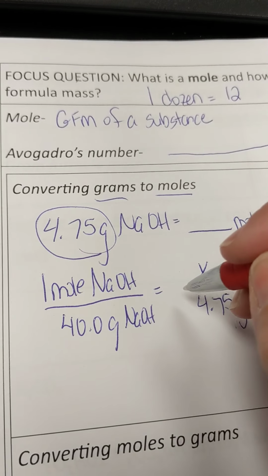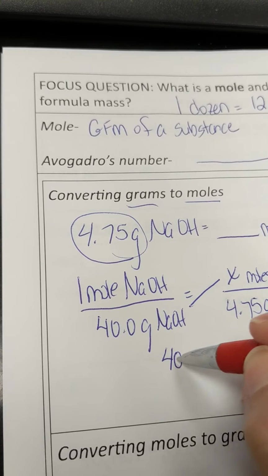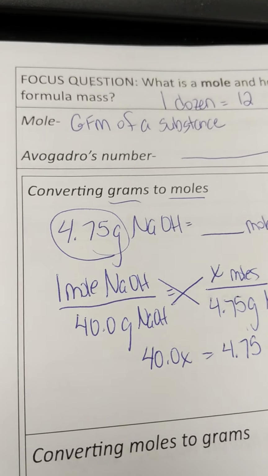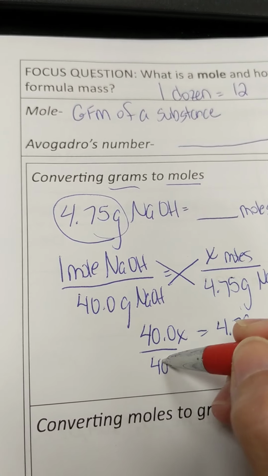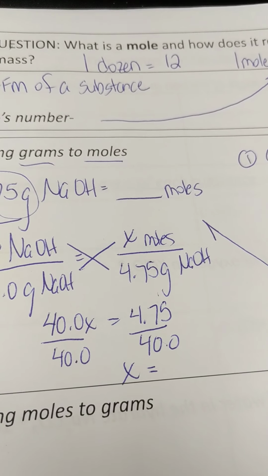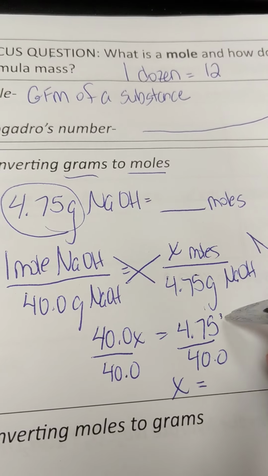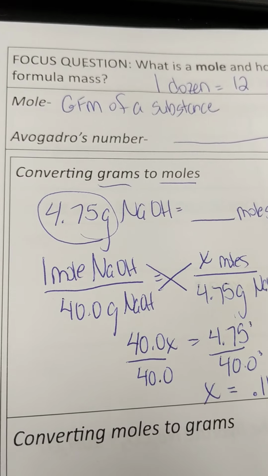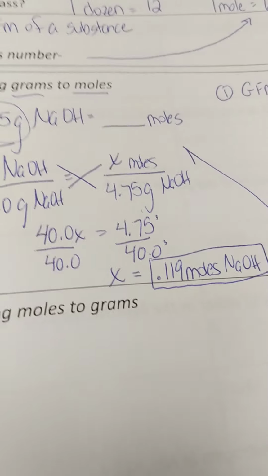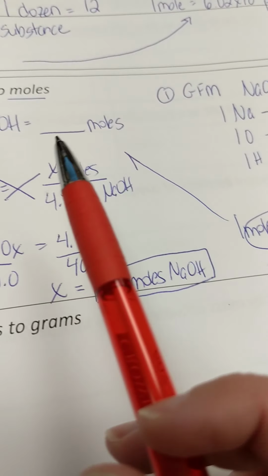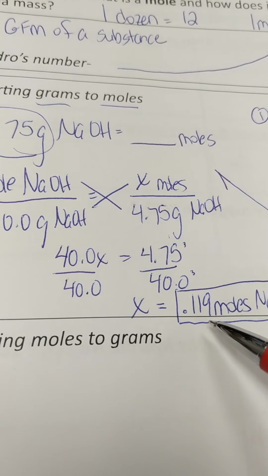Now I have a proportion, so I cross multiply. 40 times x gives me 40x, and 1 times 4.75 gives me 4.75. Then I want to get the x by itself, so I divide both sides by 40. I have 3 significant figures here, and 3 here. So when I divide that out, I get 0.119 moles of NaOH. Which makes sense. If 1 mole of NaOH is 40 grams and I only have 4.75 grams, then I obviously have way less than a mole.